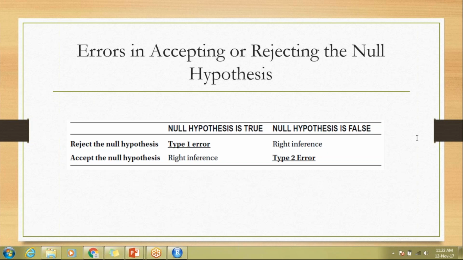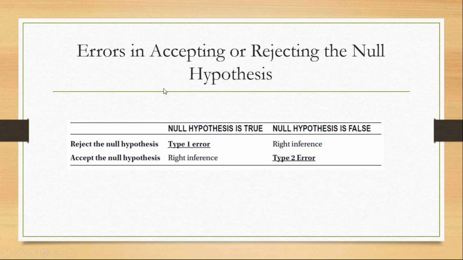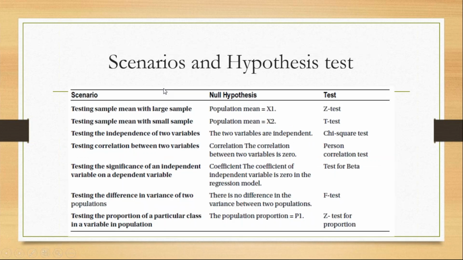Previously you mentioned about the beta test. In the beta test we mentioned that the null hypothesis is beta equal to 0. So it means we are checking whether the independent variable is contributing or not. Yeah, correct. So as you have seen here, the coefficient of the independent variable is 0 in the regression model.